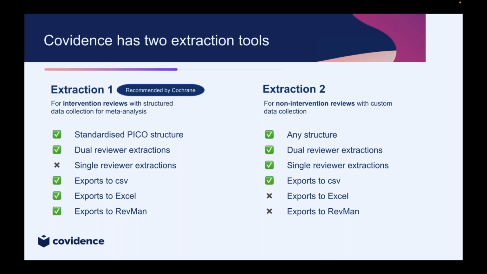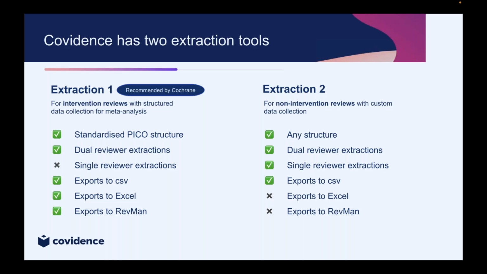You can extract in dual reviewer mode. You can export to various different formats. So you've got CSV, Excel, and also a RevMan export in Extraction 1. Over on the other side for Extraction 2, this is a tool that we recommend for non-intervention reviews. It enables custom data collection in really any structure that you decide that you want to use. You can have dual and single extractor, and you can export to CSV. So that's a very quick head-to-head comparison.